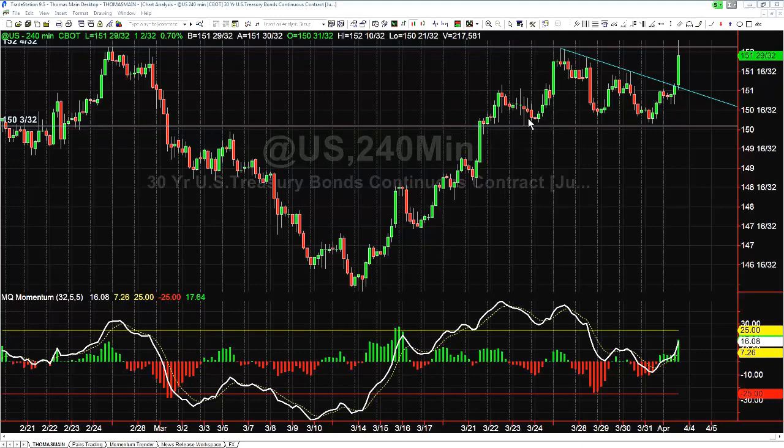Now, 240s are one of my favorite time frames. Not necessarily for identifying where to actually enter a trade, but for getting directional bias. That being said, they're also one of the best time frames for micro trend breaks. If you don't know what a micro trend is, it is a short-term series.